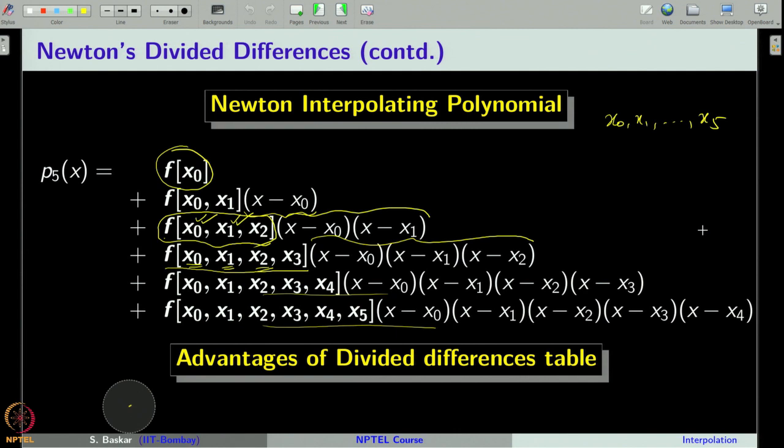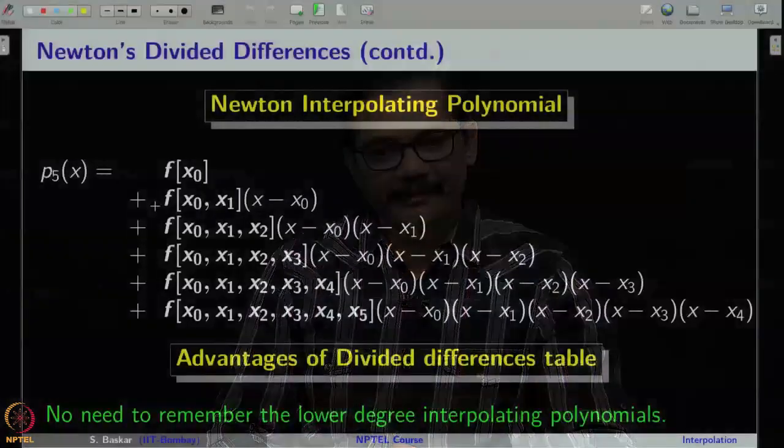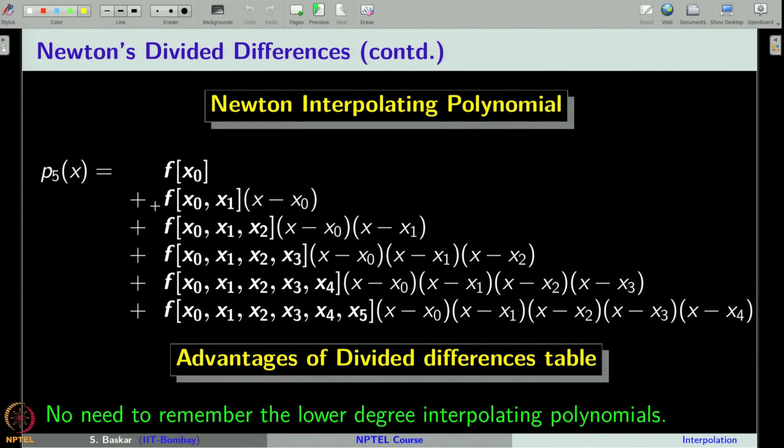Now, the advantage of writing the Newton's form of interpolating polynomial in terms of the divided differences is that it is very easy to remember if you understand the divided difference table, and also, to compute this polynomial on a computer, these coefficients can be obtained using a recursive subroutine, and therefore, it is very efficient to compute Newton's interpolating polynomial. You do not need to remember the lower degree interpolating polynomials in order to get these coefficients. In that way, Newton's interpolating polynomial becomes more efficient than Lagrange interpolating polynomial.